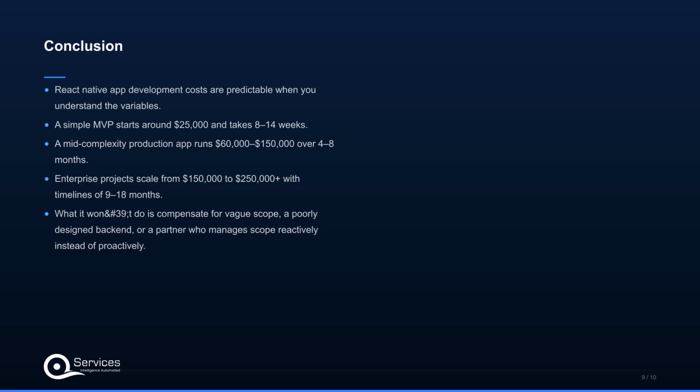The factors that move the number most: team geography, feature complexity, backend infrastructure choice, compliance requirements, and whether you need native modules. React Native is a proven choice for most business applications, and the framework is mature enough for enterprise-scale deployments at companies like Zomato and Microsoft. What it won't do is compensate for vague scope, a poorly designed backend, or a partner who manages scope reactively instead of proactively.